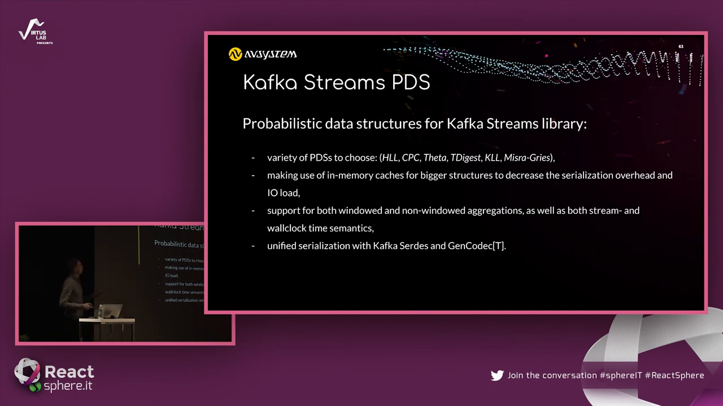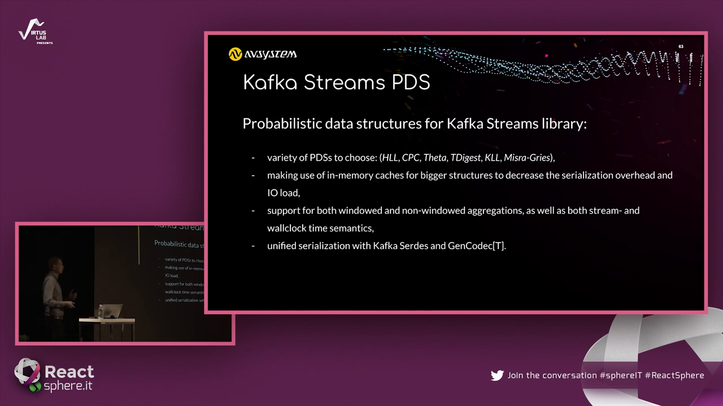So we are introducing probabilistic data structures for the Kafka Streams library, shortly Kafka Streams PDS. We've integrated a whole lot of probabilistic data structures, all aforementioned, like HyperLogLog, CPC, Theta, t-digest, and Bloom filters. And we made use of in-memory caches for bigger structures, because whereas HyperLogLog is about maximum 10 kilobytes, data sketches may be from 100 to, let's say, 300 kilobytes, and that's quite a lot.